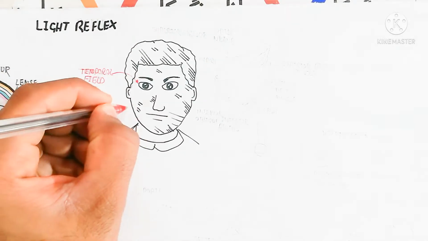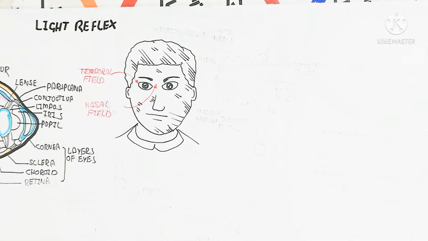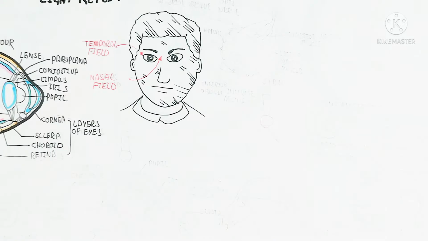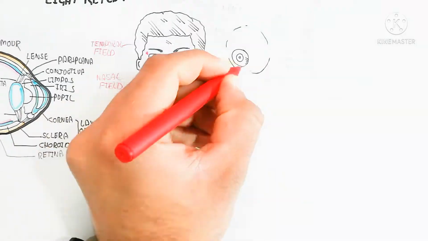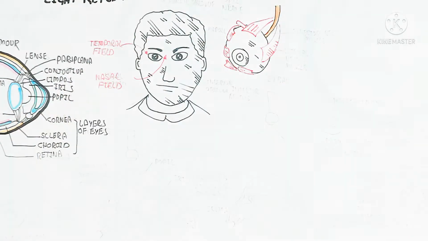So here I am drawing a bigger picture for understanding. This is the temporal field of vision and the nasal field. Going further, we will discuss in detail this temporal field and nasal field, and the light reflex.